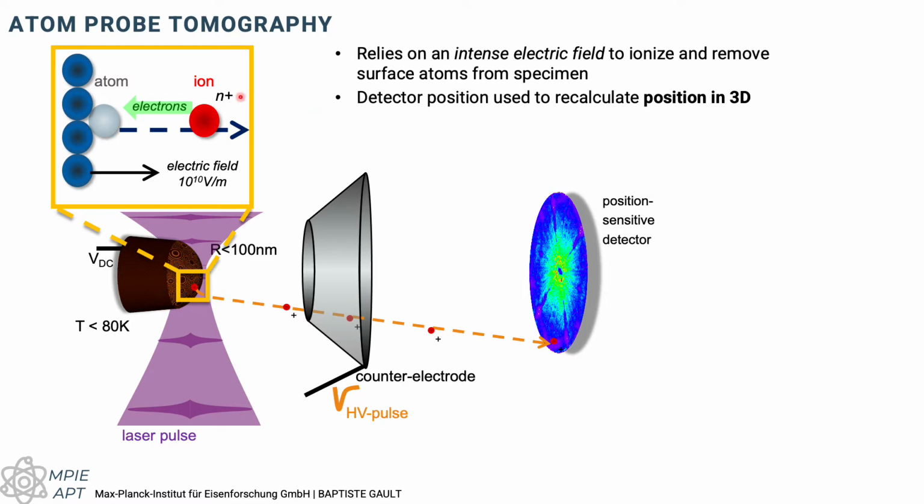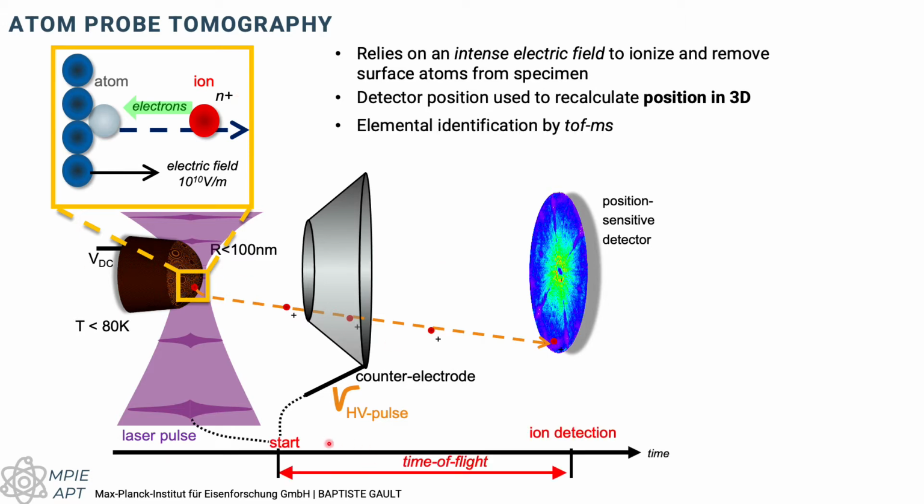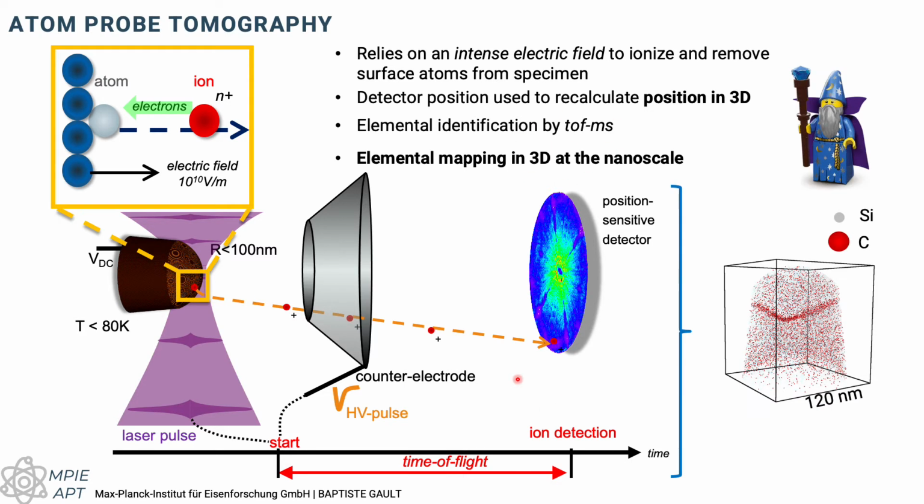Also in a thermally assisted process, but assisted at a much lower temperature. We can then measure the time of flight of the ion from the pulse to the detection event, and this is proportional to the mass to charge ratio of the ion. By combining all of this information and using some clever tricks, we can build this three-dimensional point cloud where each point is one ion that was detected and identified.